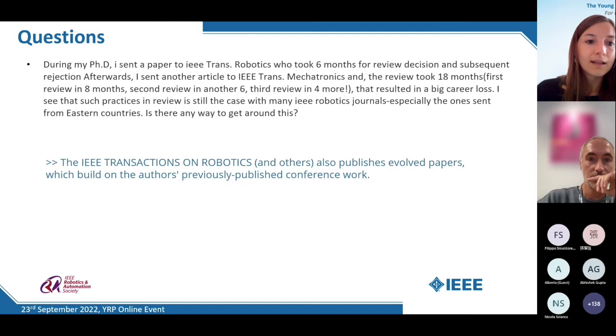For example, the IEEE Transactions on Robotics also publishes what is called a full paper that builds on the authors' previously published conference work. So you may propose your idea in a conference and then expand it to a journal. But unfortunately, we need to follow the rules of the journal, even if it takes a long time. I mean, we cannot do much.